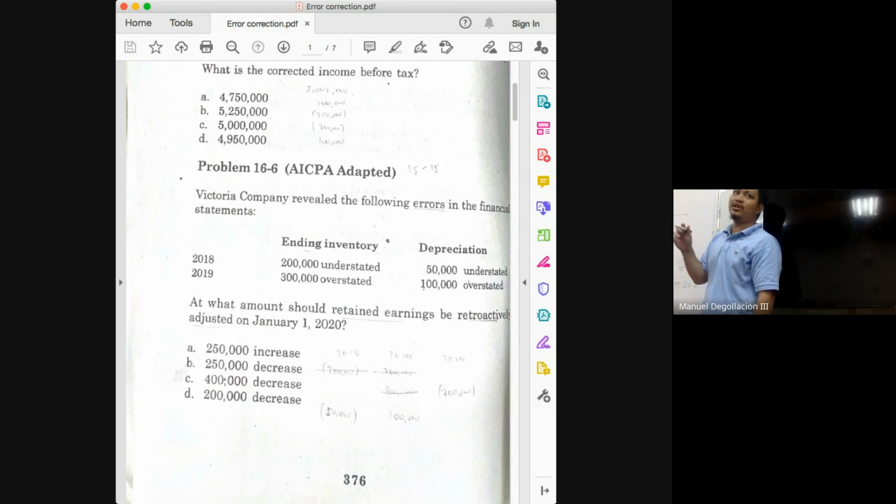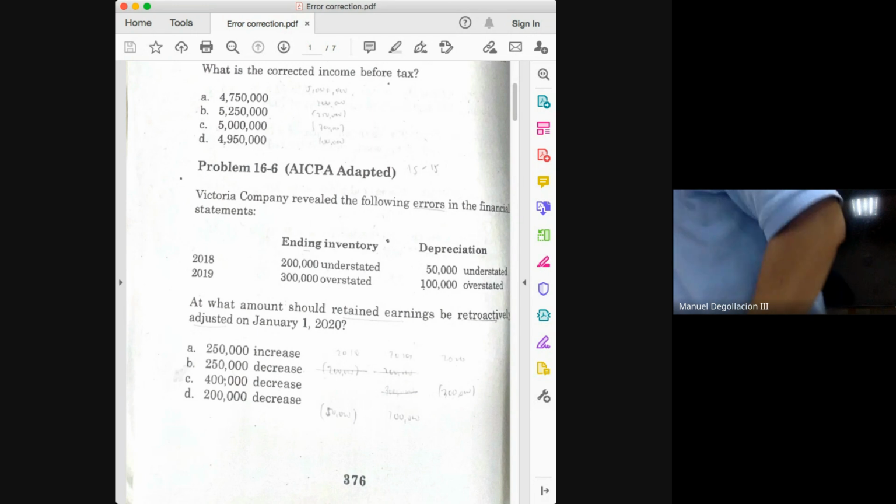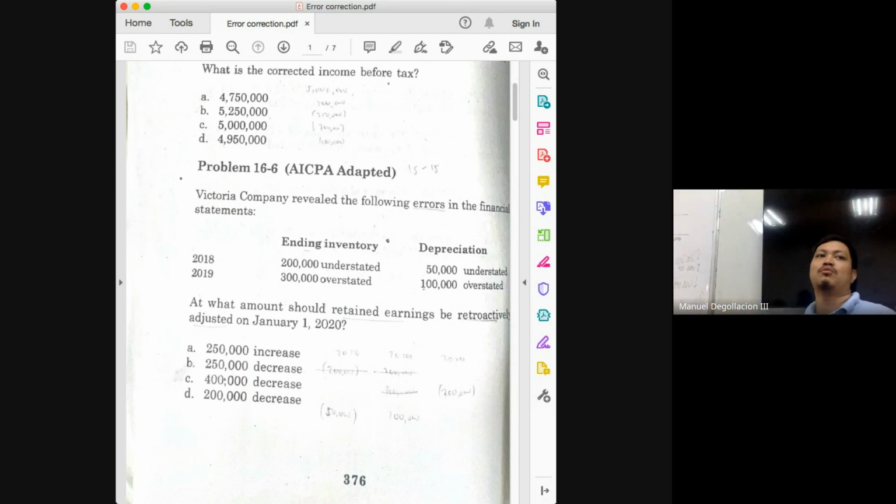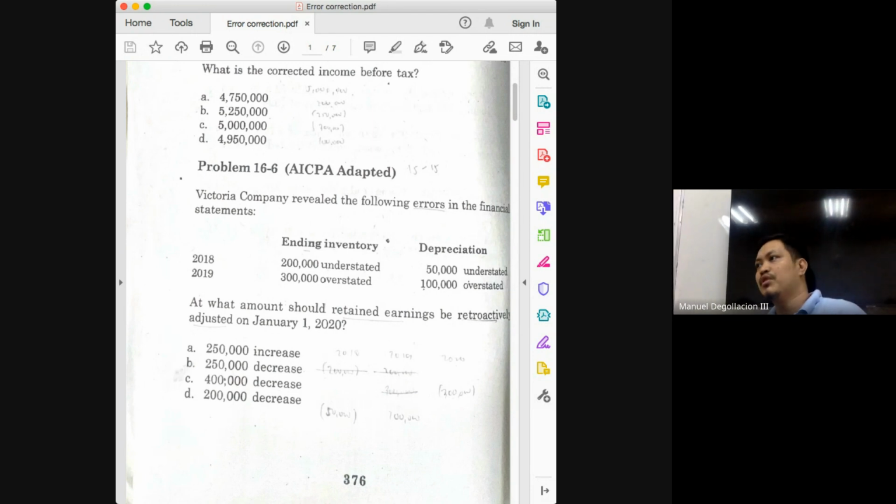After the lapse of 2 years, class, that error would already counterbalance. Even if we completely ignore this one, for both years, class, we will still arrive at the same amount of correction. Meaning, this would be 50,000 overstatement, and then this one would be 200 overstatement. So what would be the net change here? It's overstated by 250, so that means we'll have to decrease it by 250. Okay? That's the nature of an error in your ending inventory, class.